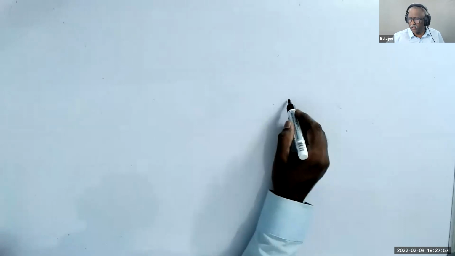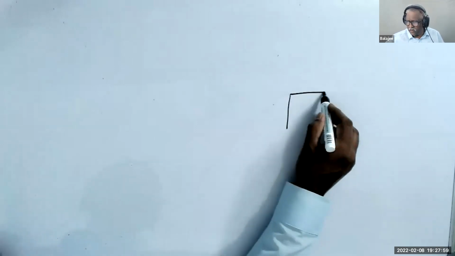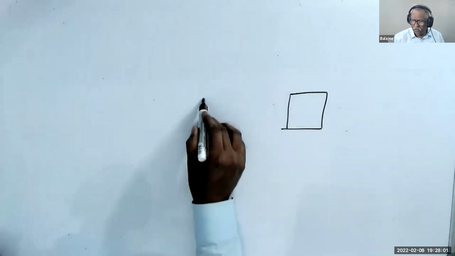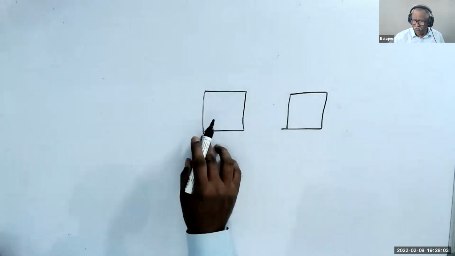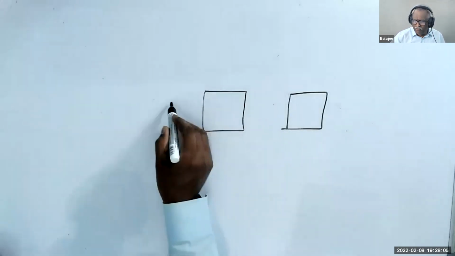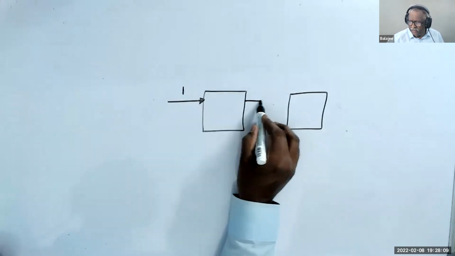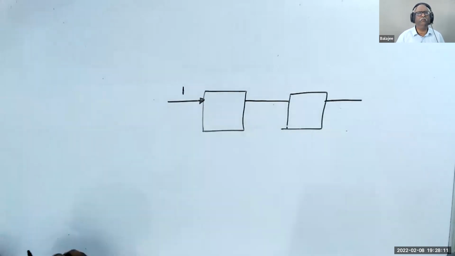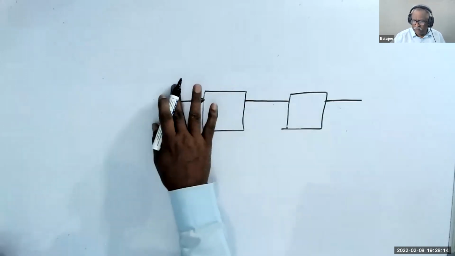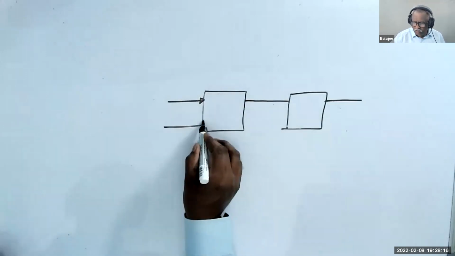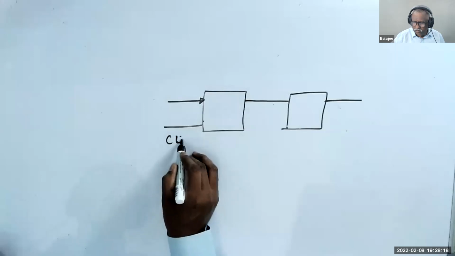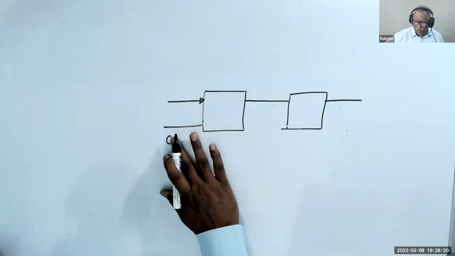So let us have a circuit like this. See here. I give input here, this output is connected here. See here. This is called clock. Sorry, C, not clock, C, control.